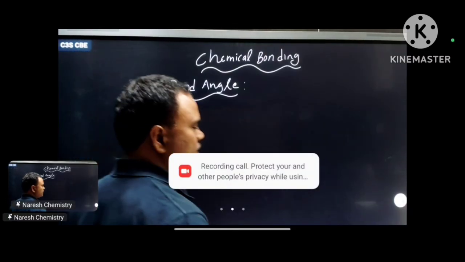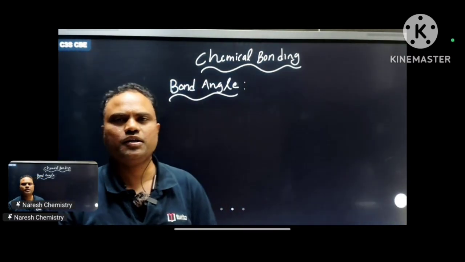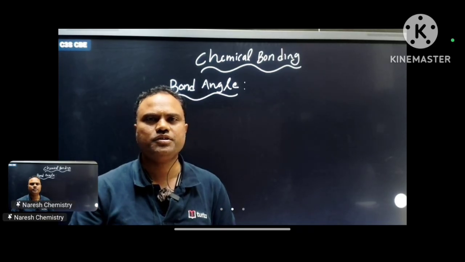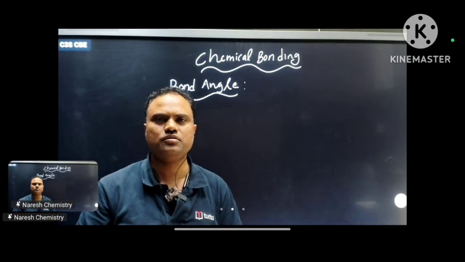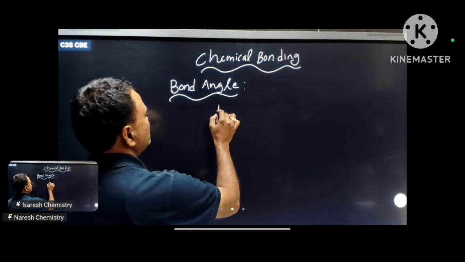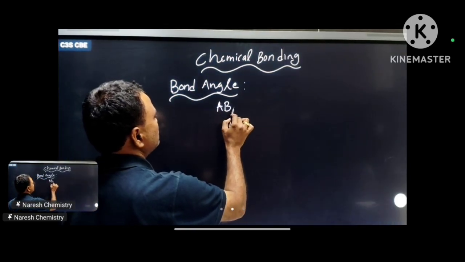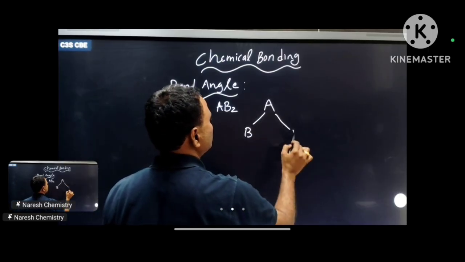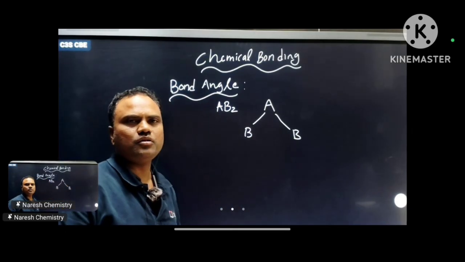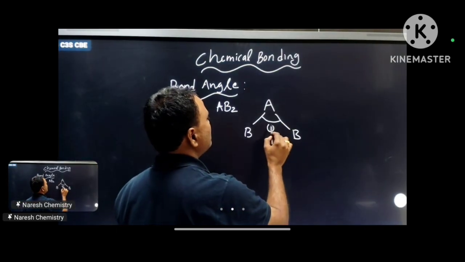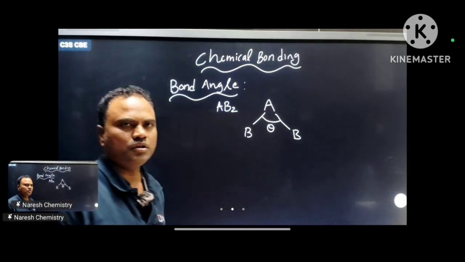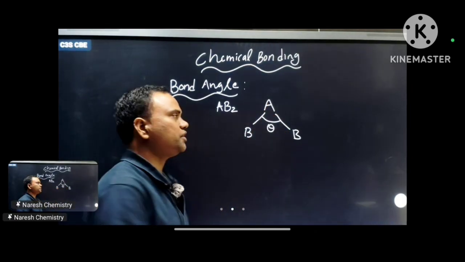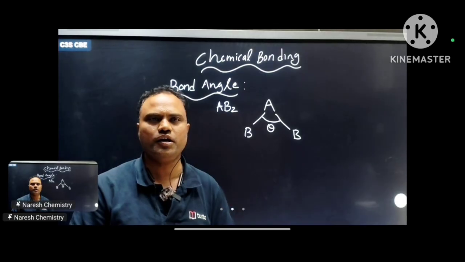Definition of bond angle. What is the definition of bond angle? The angle between two adjacent bonds in a molecule is called the bond angle. Let us consider AB2. A is the central atom and B is the surrounding atom. The angle between these two bonds, AB and AB, is called the bond angle.